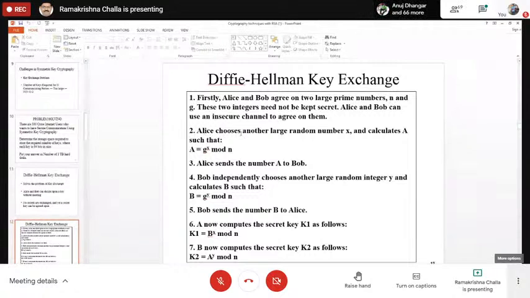The second step, after agreeing on N and G between Alice and Bob, is that Alice, the sender, chooses another large random integer number X. How to generate a random number? Anybody, quickly? How to generate a random integer number?